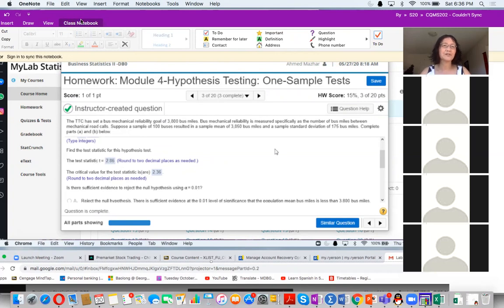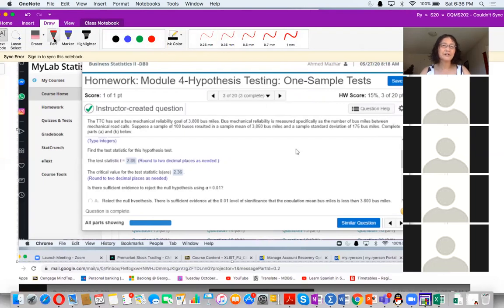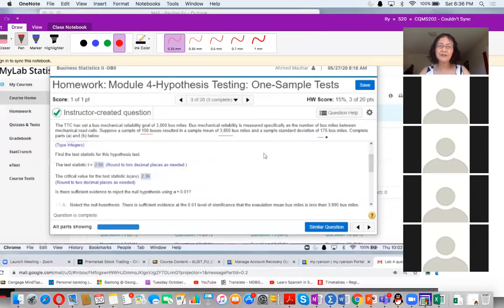That is the question. Okay, so I'll highlight the important numbers. You got sample size 100, sample mean 3,850, sample standard deviation 175. The question is, how do you calculate the test statistic? So when you do the test statistic, some students get confused. Do I use z-test or do I use t-test? For this question, sample standard deviation is given, you use t-test.